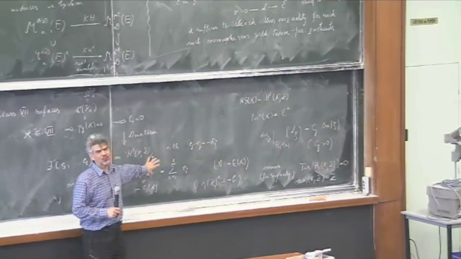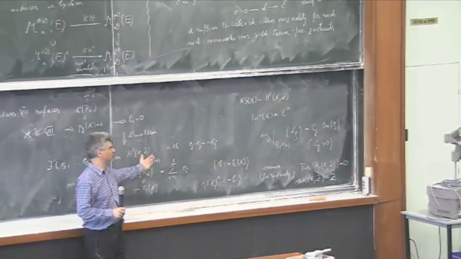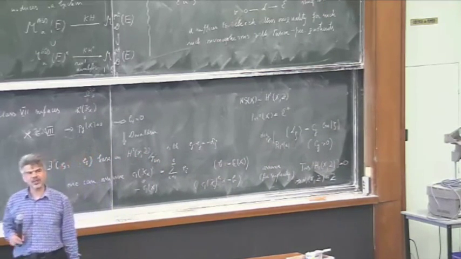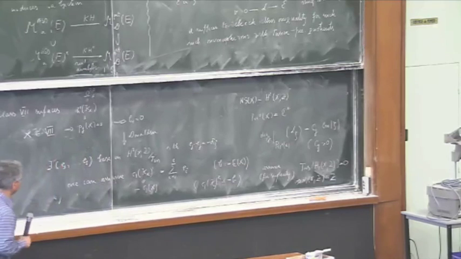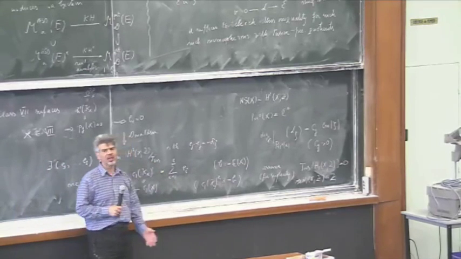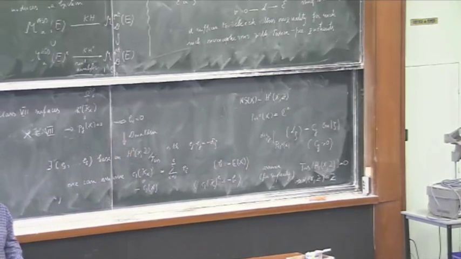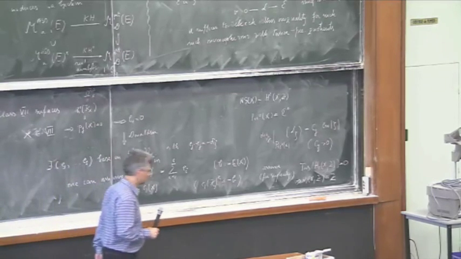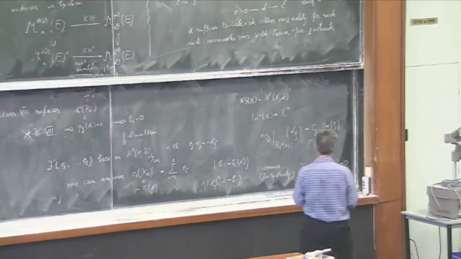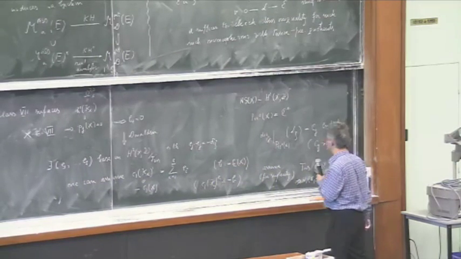It's not pleasant to work with classes modulo torsion. So as soon as I made the simplification, there is no torsion here, so EI will be honest cohomology classes. It's much easier to work with cohomology classes than with cohomology classes modulo torsion. You see already, this is the first simplification. But there is another simplification.